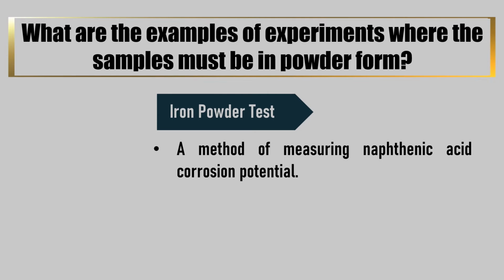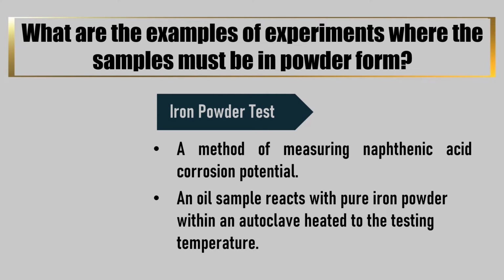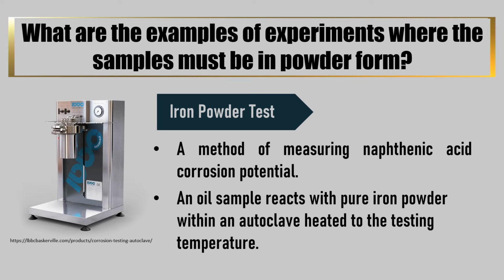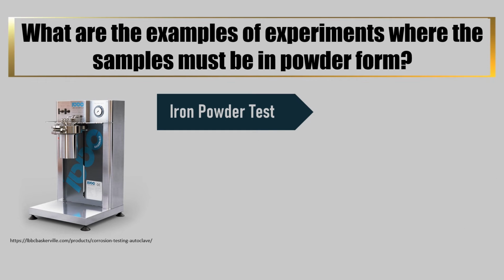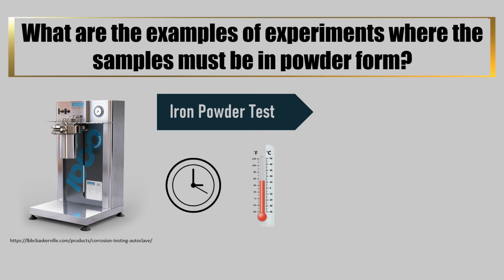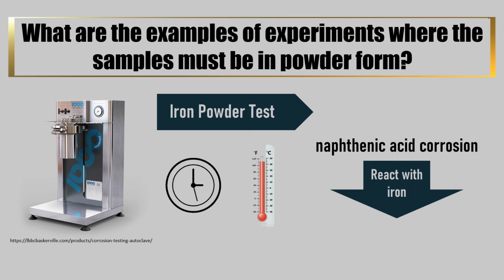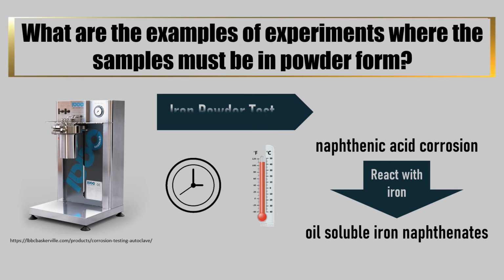In this method, an oil sample reacts with pure iron powder within an autoclave heated to the testing temperature. The results are based on the amount of dissolved iron found in the oil sample. The oil sample can dissolve an amount of iron for a given time at a given temperature, depending on the naphthenic acid corrosion, since these acids react with iron to produce oil-soluble iron naphthenates.